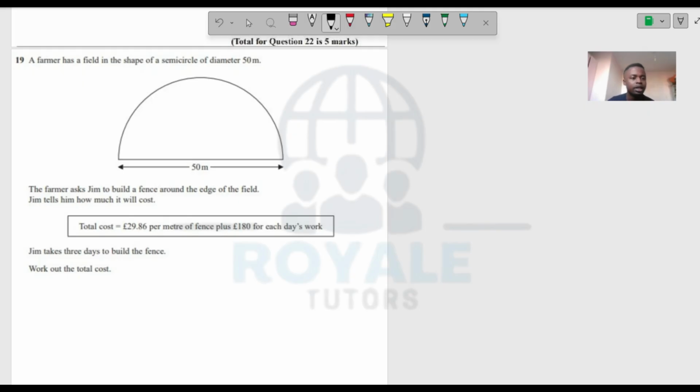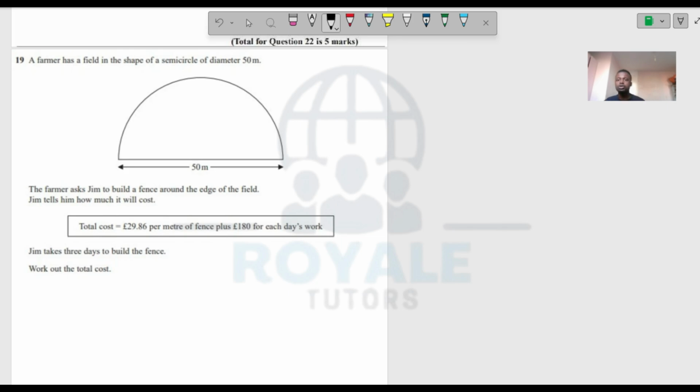So let's see. A farmer has a field in the shape of a semicircle of diameter 50 meters. The farmer asks Jim to build a fence around the edge of the field. Jim tells him how much it will cost. He says the total cost is £29.86 per meter of fence plus 180 for each day's work. Jim takes 3 days to build the fence. So work out the total cost.